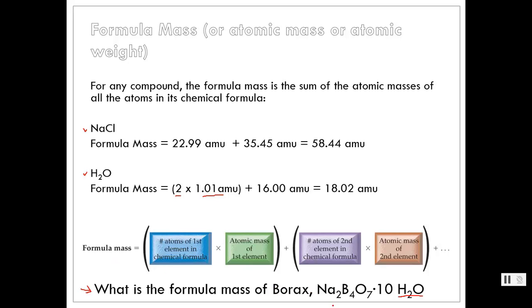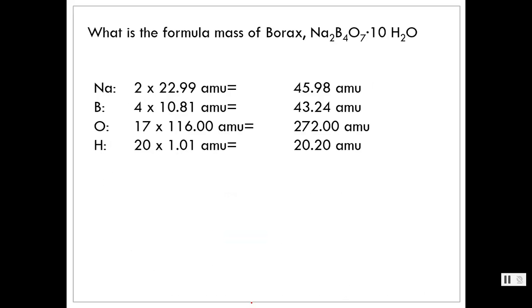So to determine the formula mass of borax, you're going to do exactly what you did with the other 2 examples, just taking care to make sure you account for all the different atoms. So for sodium, there are 2 sodiums, so I take care of that here. I have 4 borons, 4 because of the subscript 4.